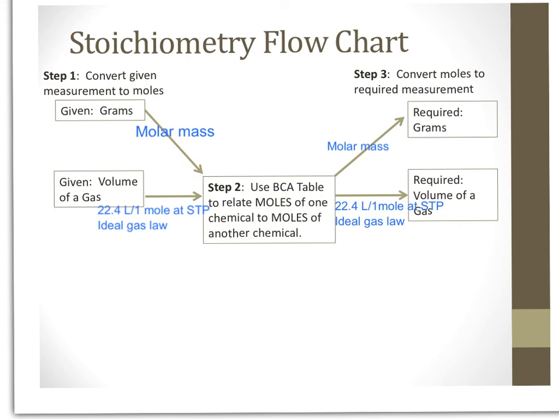We will learn at least one more way to get into and out of a BCA table, but at this point we have 3. Start or end with grams, when we use molar mass; start or end with moles, where you can go right into or out of the BCA table; or start or end with the volume of a gas, in which case you can use the ideal gas law or the molar volume of a gas.